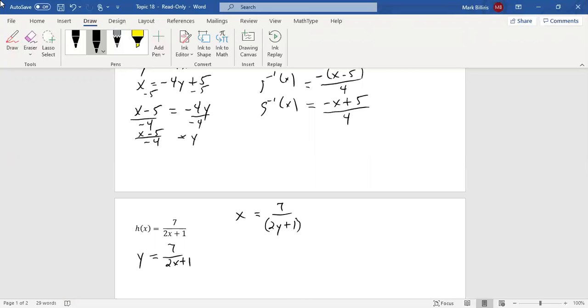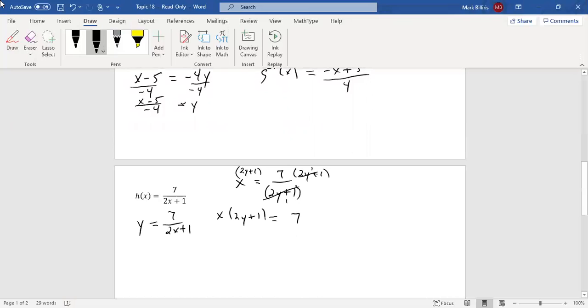The LCD, the common denominator, is 2y plus 1. So I'm going to multiply both sides by 2y plus 1. On the right-hand side, this reduces and just leaves me 7. On the left-hand side, that's x times the quantity 2y plus 1. I'm going to distribute. So this becomes 2xy plus x equals 7. Remember, you're solving for y, so I want the term 2xy to be isolated. So I'm going to subtract x from both sides to begin with.